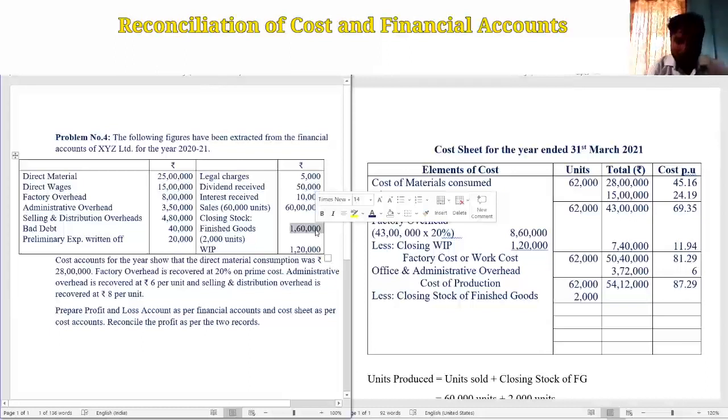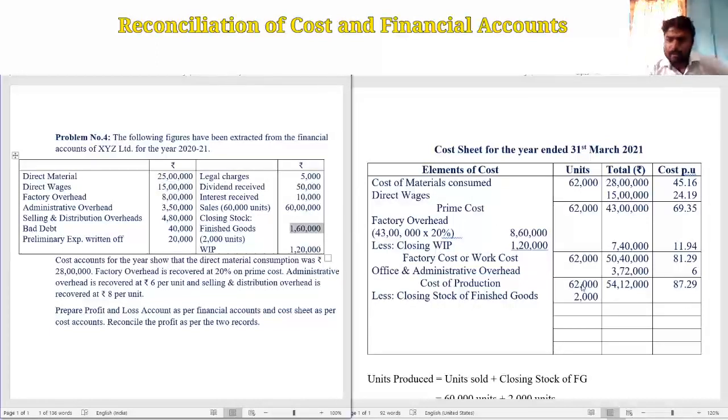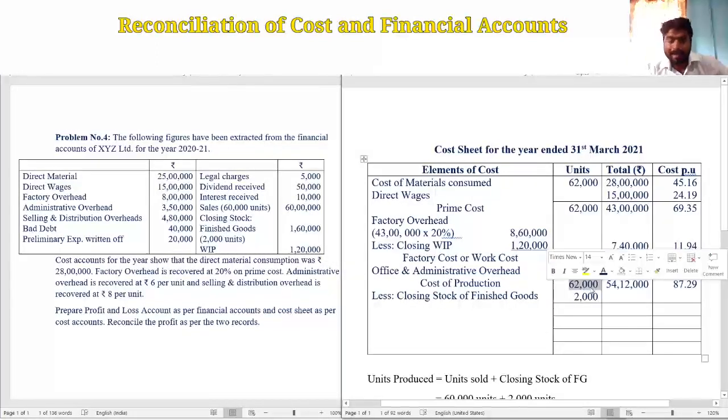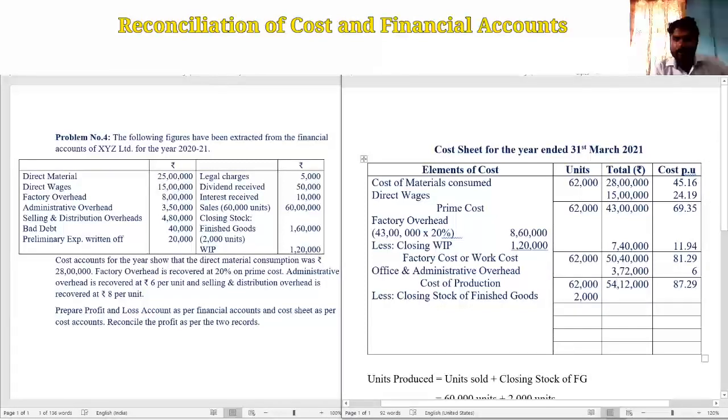But in the cost sheet, there are methods of pricing, maybe FIFO, LIFO, simple average, or weighted average. Actually, produced units are 62,000. And what is the cost of producing these units? Total units produced is 62,000, and the cost of producing one unit is 87.29.